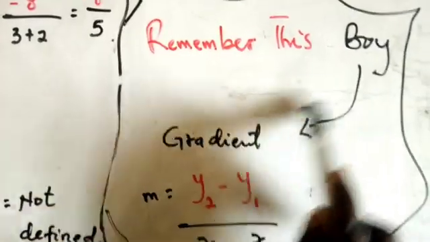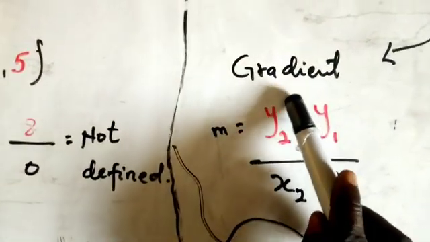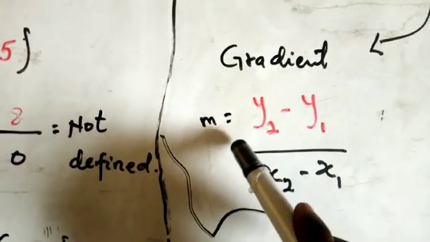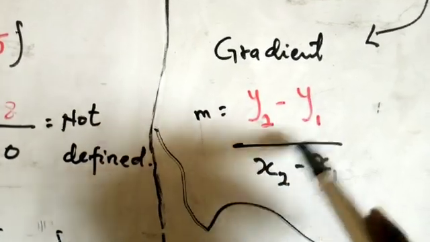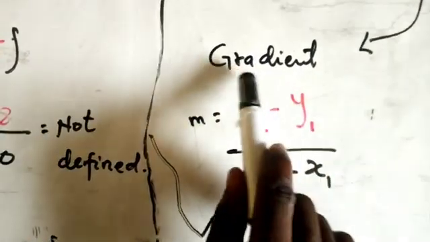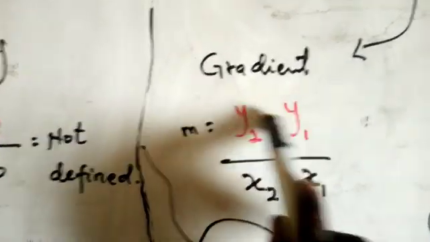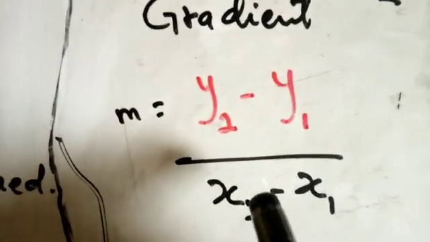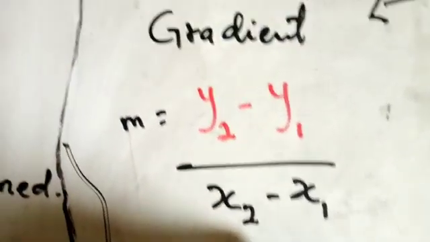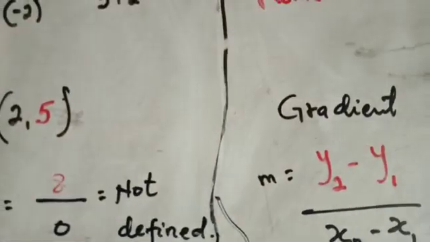The gradient, by name m, is equal to y2 minus y1 divided by x2 minus x1. So this is the name of the gradient here. So that is the image. You should be able to identify this by its image, right? So let's see how to use this to solve this type of problem.